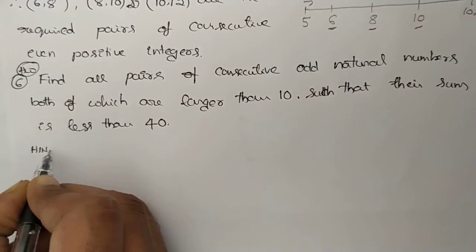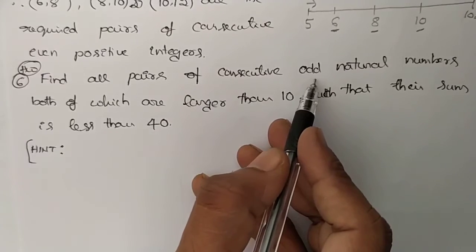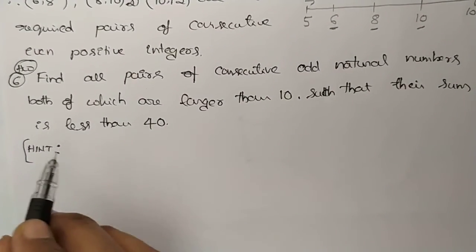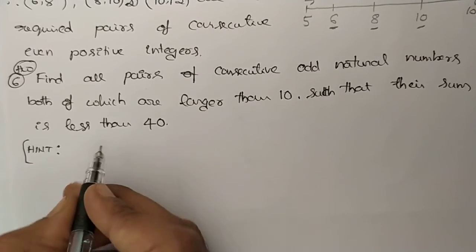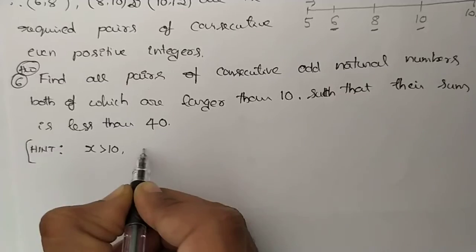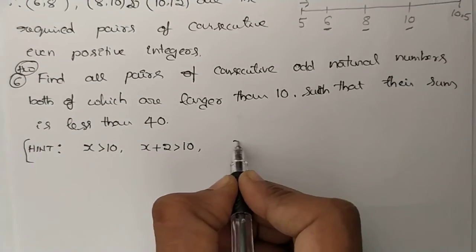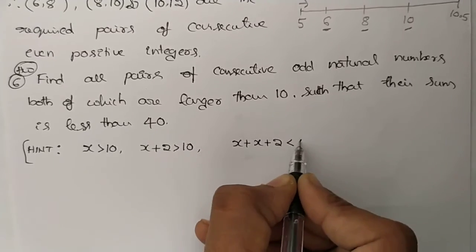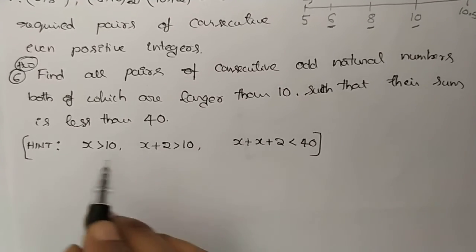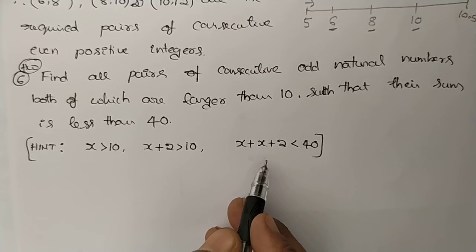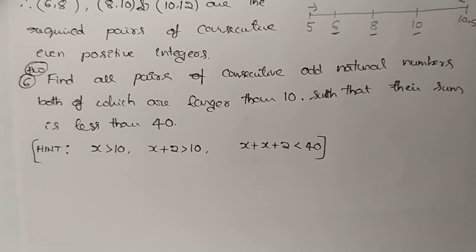If you want, I will give a hint for this question. We have to find consecutive odd natural numbers. You just take x comma x plus 2 as a pair of consecutive odd natural numbers. Next, both of which are larger than 10, so x should be greater than 10 and x plus 2 should be greater than 10, such that their sum is less than 40. That is, x plus x plus 2 is less than 40. You just solve this inequality. After that, take the values in between 10 and the required value to find the pairs of consecutive odd natural numbers.